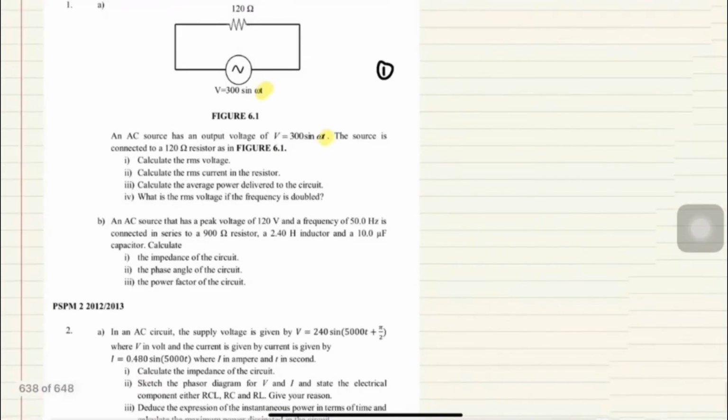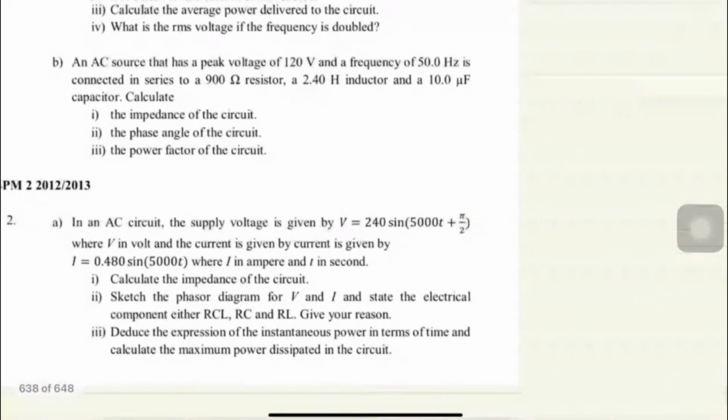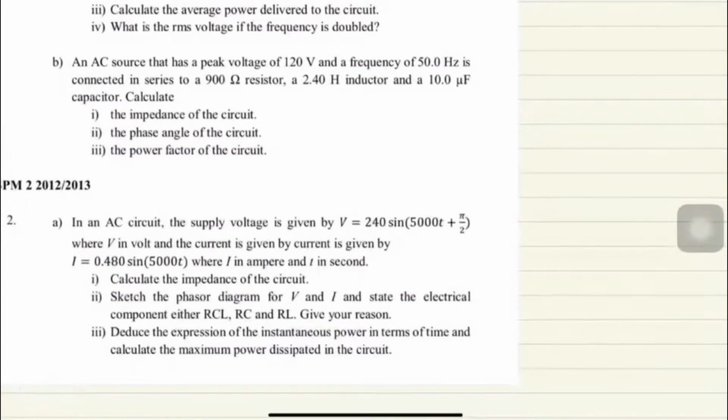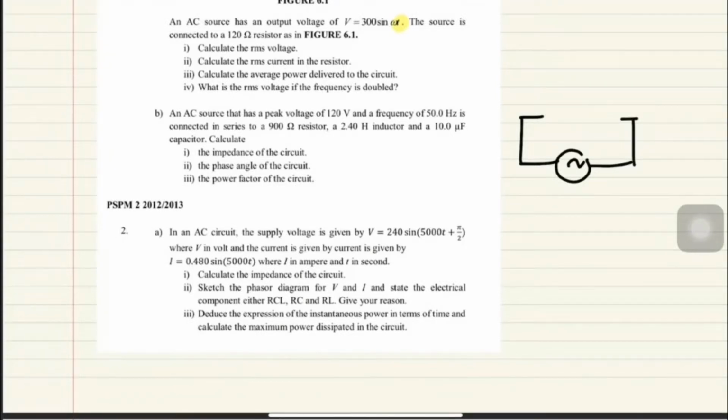Yang question B tu, dia kata ada component connected series: resistor, inductor dengan capacitor. Ni circuit apa ni? For B tu. What type of circuit is this? How many components are there? So dia jadi circuit apa?